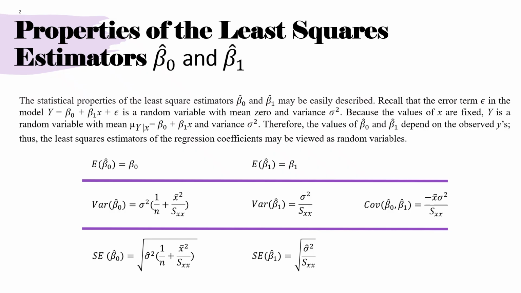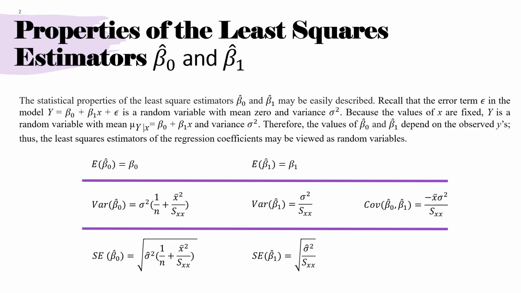In particular, the estimators for the intercept and the slope are unbiased, meaning that, on average across repeated samples, they recover the true underlying parameter values. In addition, we can explicitly describe how much variability these estimators have, which allows us to quantify uncertainty, construct confidence intervals, and perform hypothesis tests.